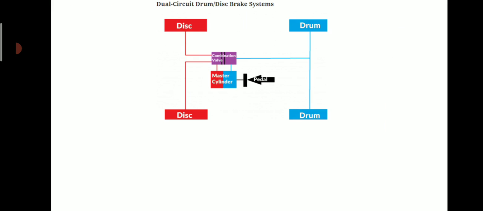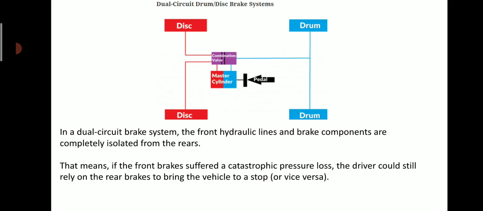So this is a dual circuit drum or disc brake system. At the front you will see disc brakes, and at the back you will see drum brakes. Both are connected to this master cylinder by using a combination valve. So separate circuits, dual circuits. In a dual circuit brake system, the front hydraulic lines and brake components are completely isolated from the rears. That means if the front brake suffered a catastrophic pressure loss, the driver could still rely on the rear brakes to bring the vehicle to a stop, or vice versa.